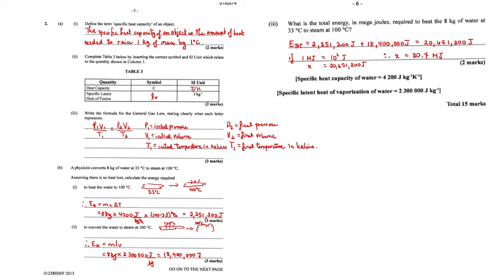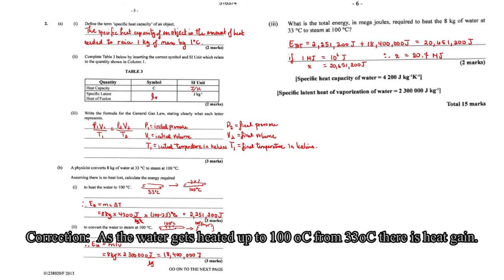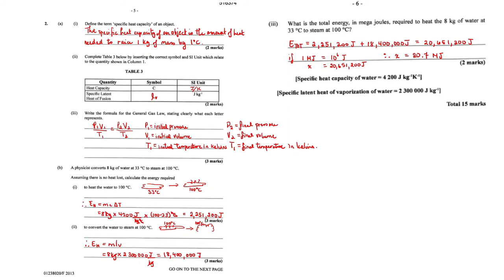However, there is heat lost, right, with temperature change. So EH is equal to MCAT. You substitute all values given. So you have 8 kilograms, you have 4,200, and that is often given. Do you see it? Oh yeah, see it over here. It's given, and then you have to find the change in temperature by subtracting 33 from 100, as you can see here. You end up with 2,251,200 joules.